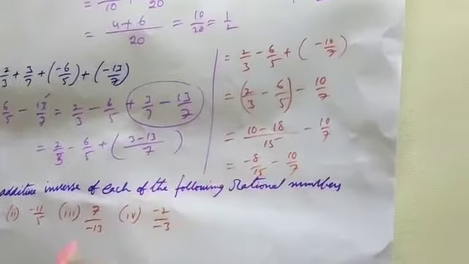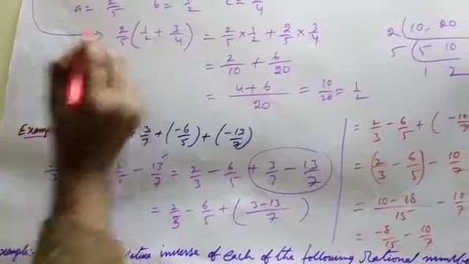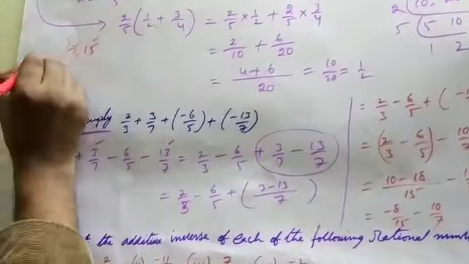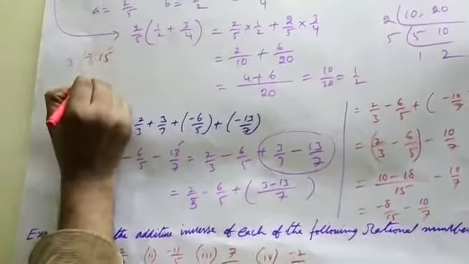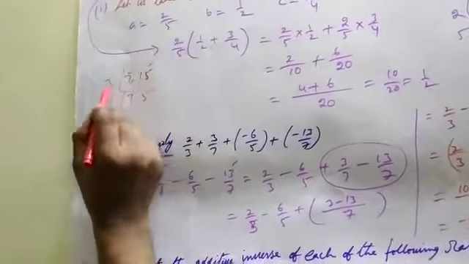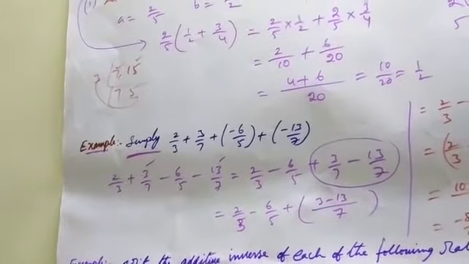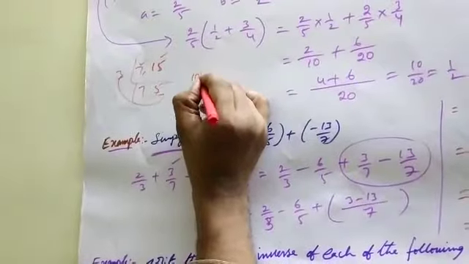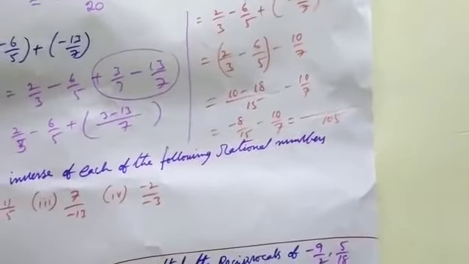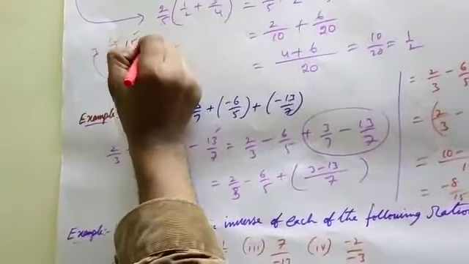What is the LCM of 15 and 7? 7 is a prime number, 15 is an odd number, and there is no common factor. 3 is a prime number, 7 is a prime number, 5 is a prime number. 5 threes are 15, 15 sevens are 105. Here it is 105.